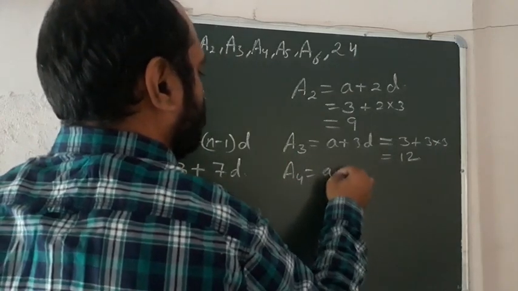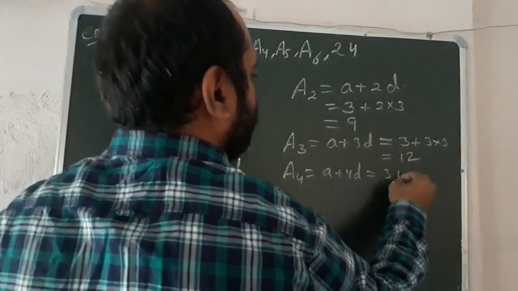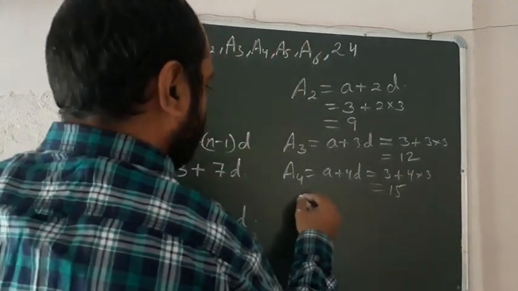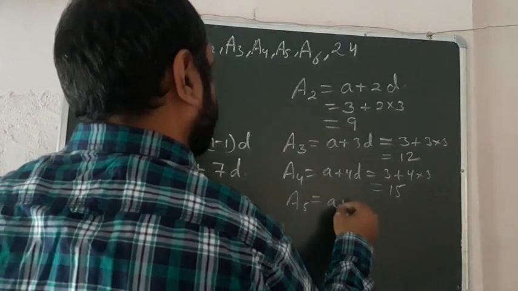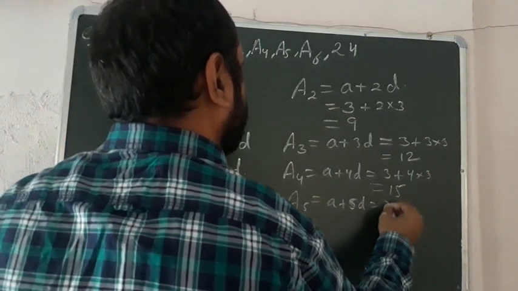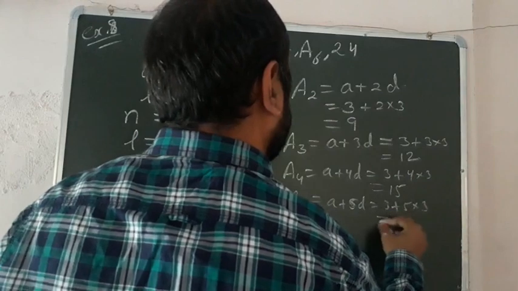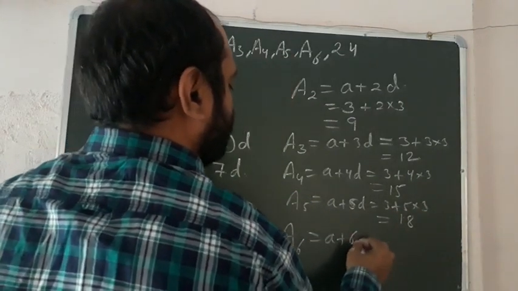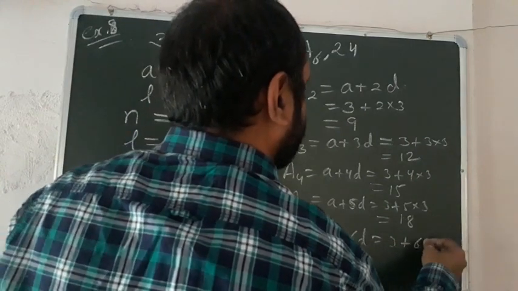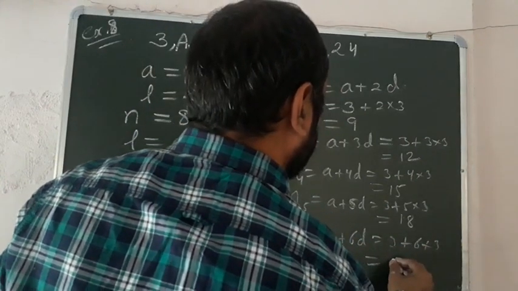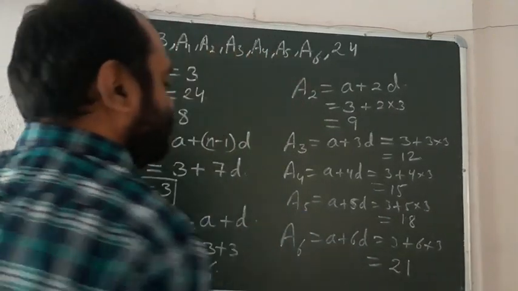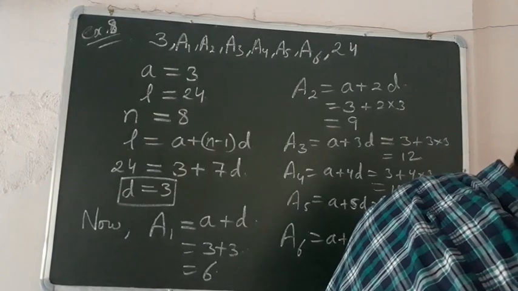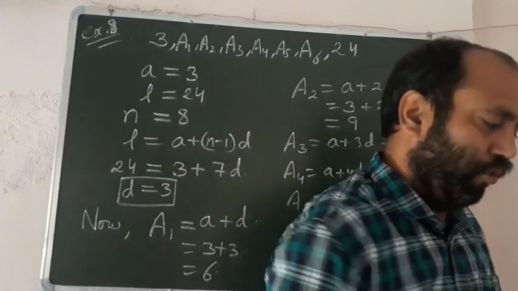Similarly, a4 is equal to a plus 4d. This is 3 plus 4 into 3, that is equal to 15. Similarly, you can find the value of a5, that is a plus 5d, that is equal to 3 plus 5 into 3, that is equal to 18. And the last is a6, that is a plus 6d. You can find this: 3 plus 6 into 3, that is equal to 21. Right? So these are the 6 AMs between 3 and 24.